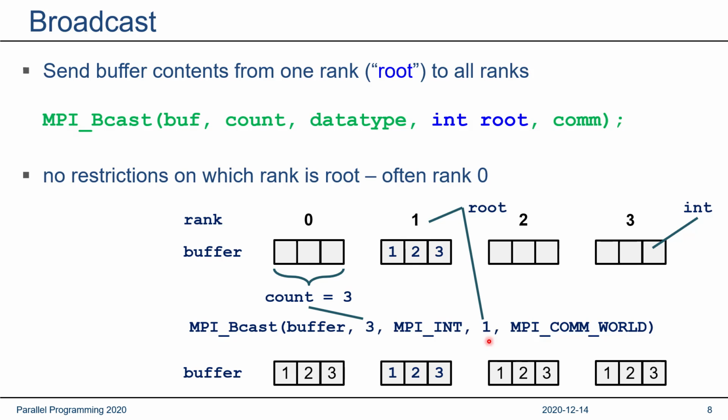After the broadcast, this is the result. On the sender, the buffer still has the same contents, and the buffers on the receiver sides have copies of the sender buffer, which means in the MPI broadcast call, the buffer is a receive buffer on all ranks except the root, where it is a send buffer.